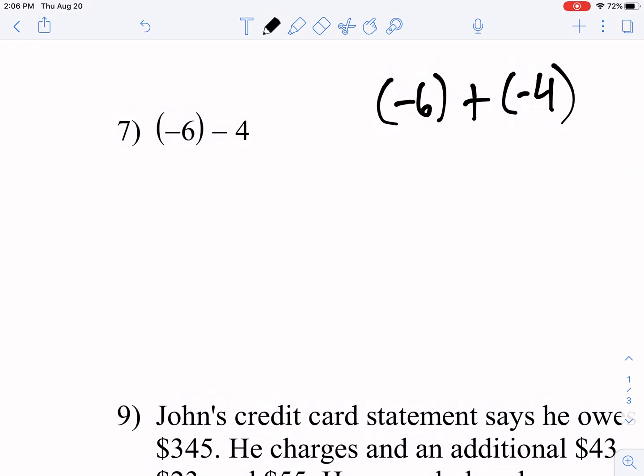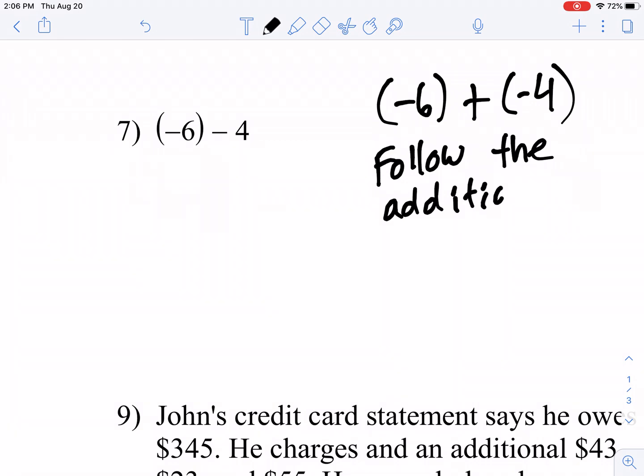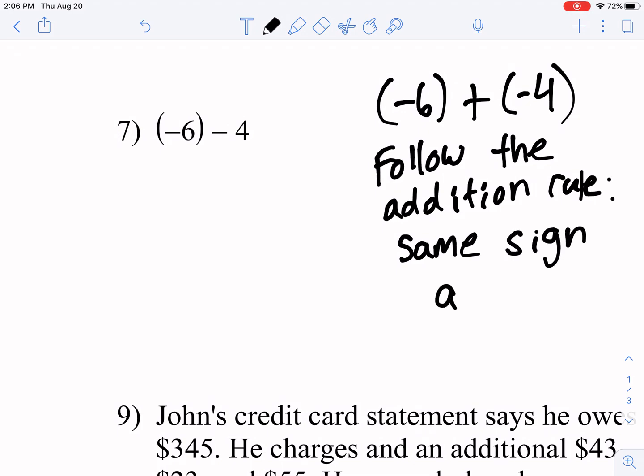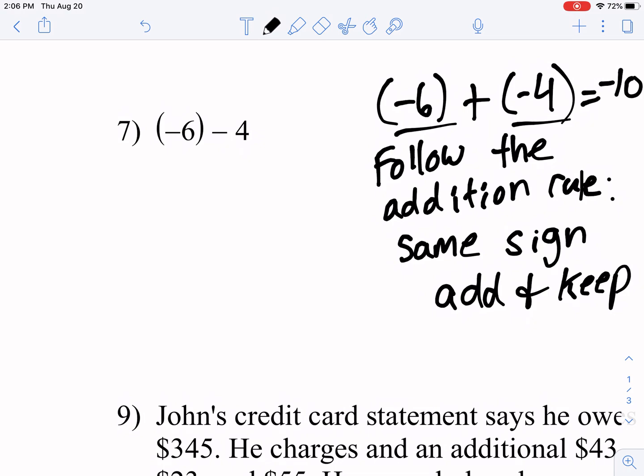So when we come across this, what we want to do is follow the addition rule: same sign, add, and keep. So when we're in this situation, we're going to treat it just like we would this. Well, when we did same sign, add, and keep for this, 6 plus 4 is 10. They're both negative, and we get a negative 10, right? That's what we're going to get for our solution here. 6 plus 4 is 10, keeping the sign, negative 10.